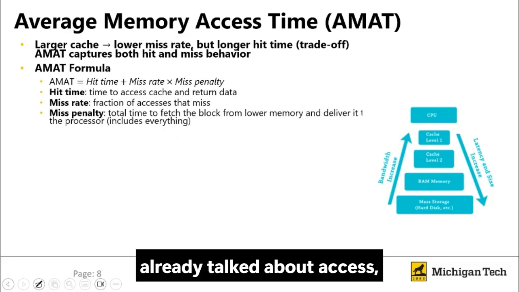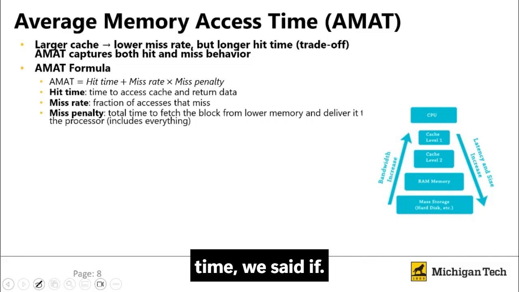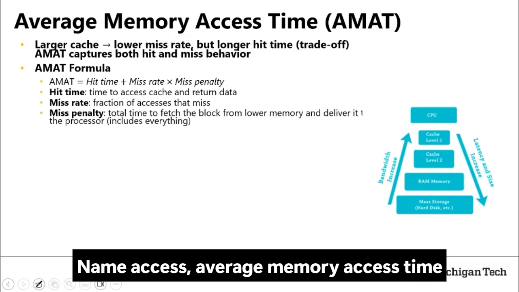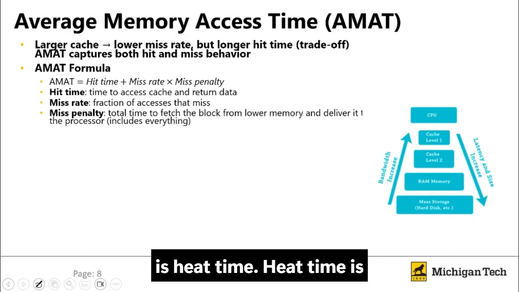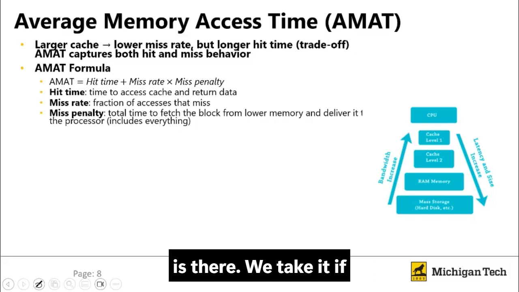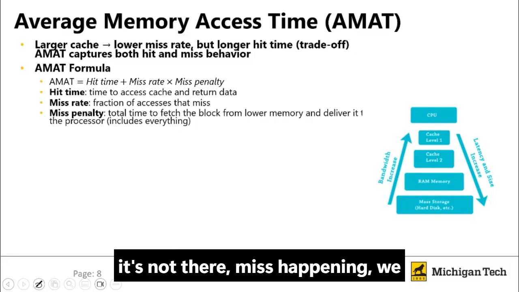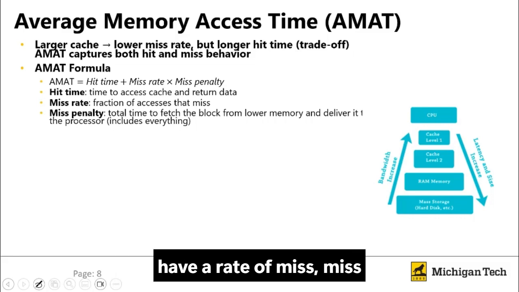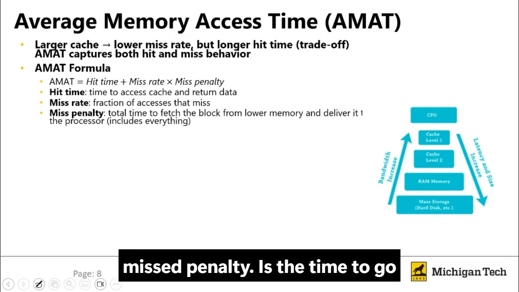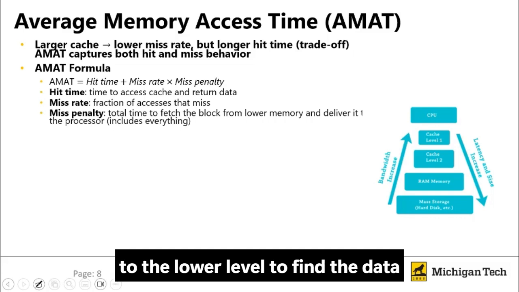Last time we already talked about average memory access time. We said if we have a hit ratio, the average memory access time is hit time. Hit time is to check the cache, and if the data is there, we take it. If it's not there, a miss happens. We have a miss rate, and we have a miss penalty. Miss penalty means the time to go to the lower level to find the data and return it back.